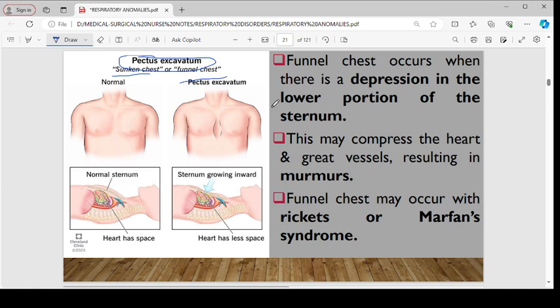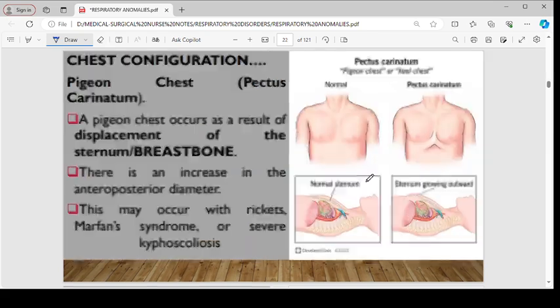So funnel chest occurs when there is a depression in the lower portion of the sternum. So the sternum is growing inward. This may compress the heart and great vessels, and this will result in symptoms like murmurs. Funnel chest may occur in patients with rickets or Marfan syndrome.